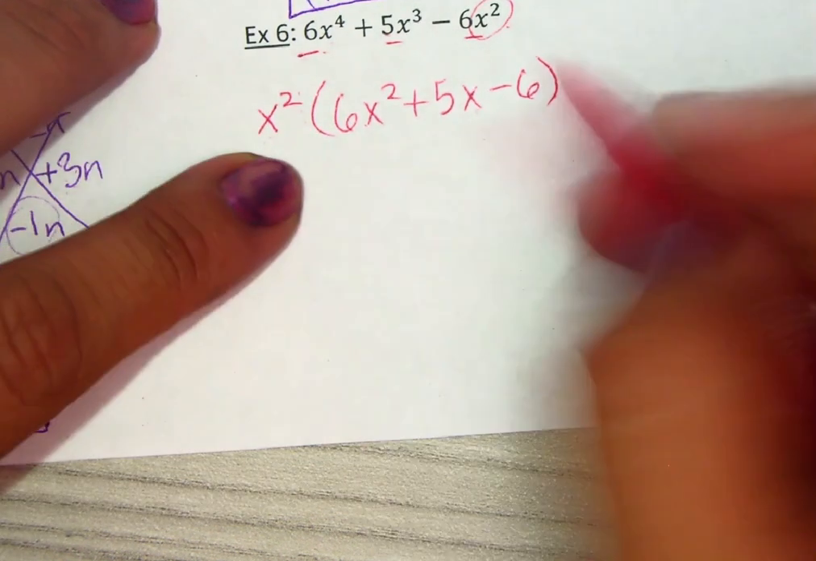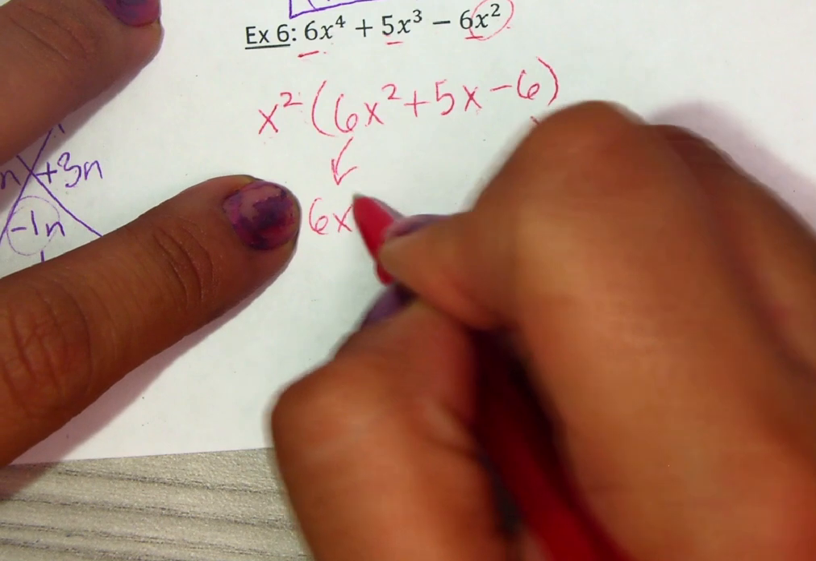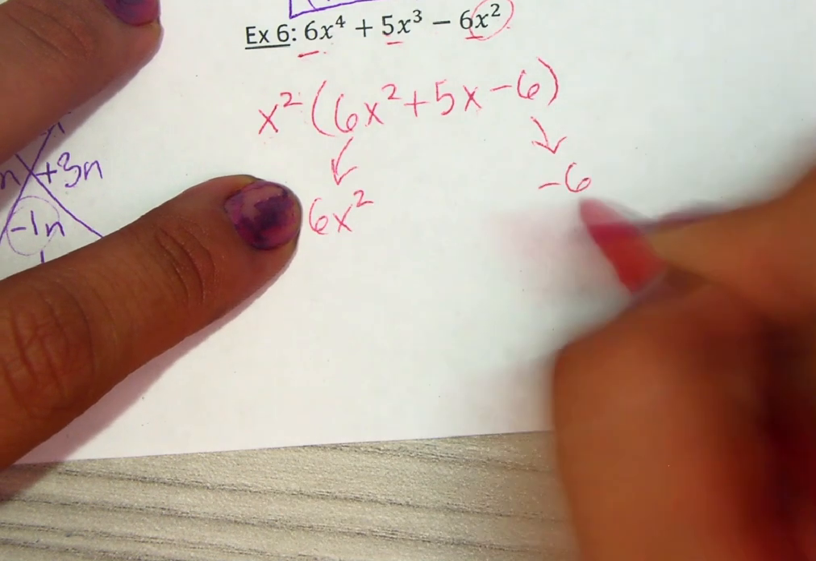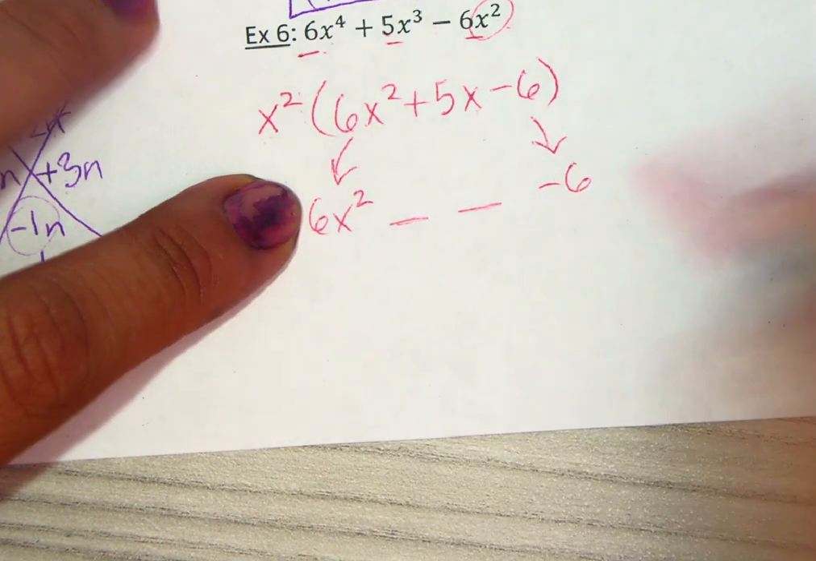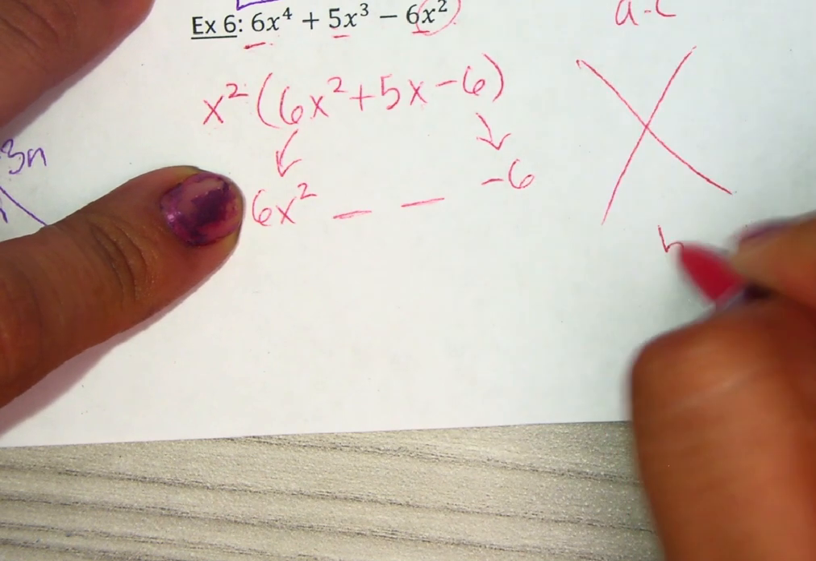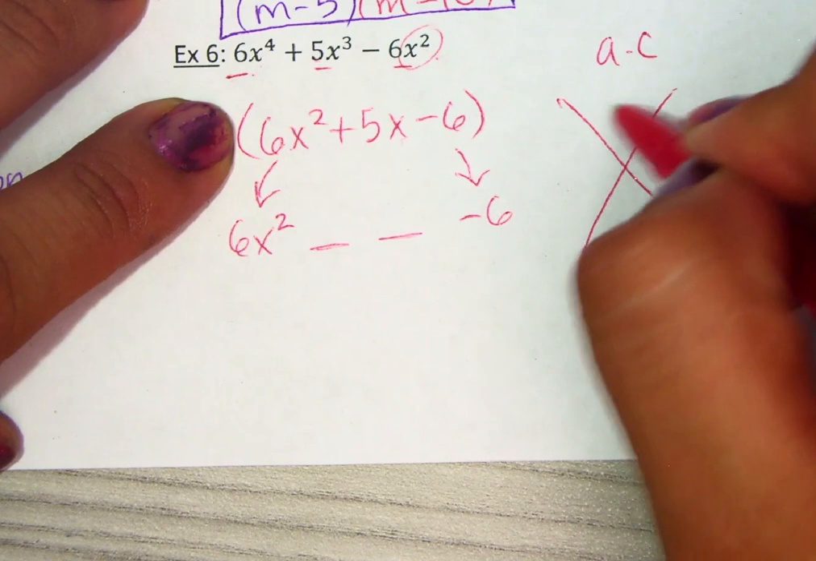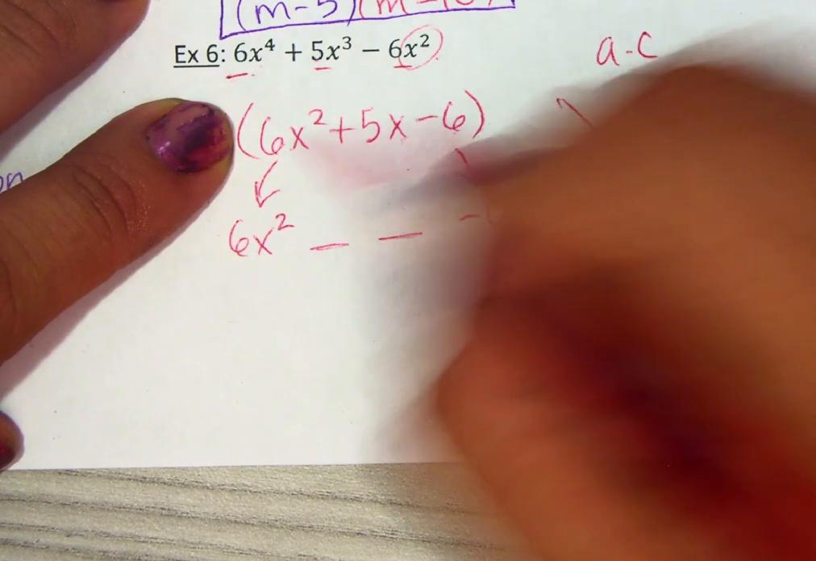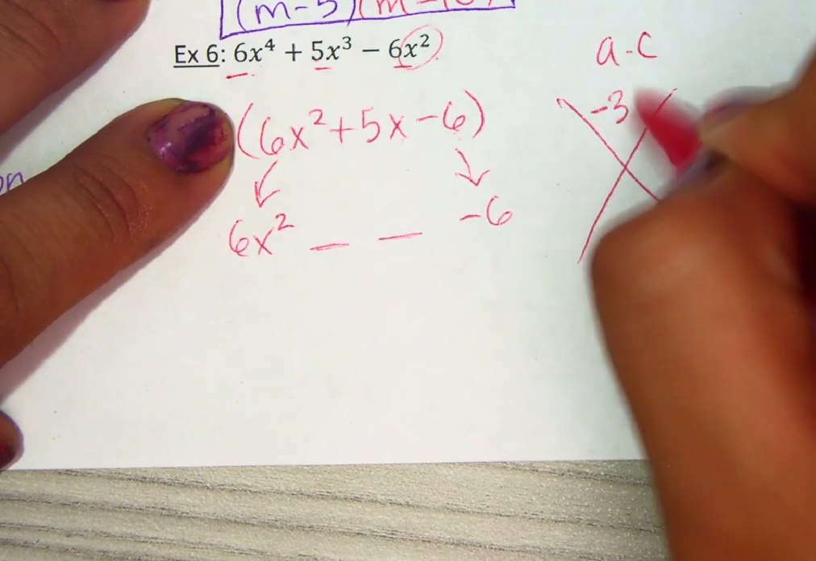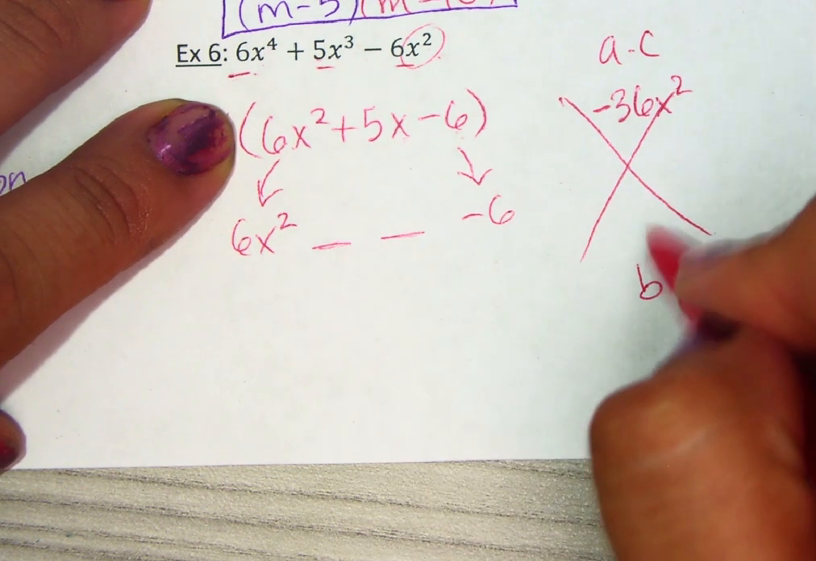Okay, so then now we're going to factor this trinomial, bring down the first term, bring down the last term, put some spaces in the middle, draw our x, a times c, and then b. A times c is 6 times 6. That's, oh, it's actually a negative 6. So 6 times negative 6 is negative 36x squared. Our b value is 5x.